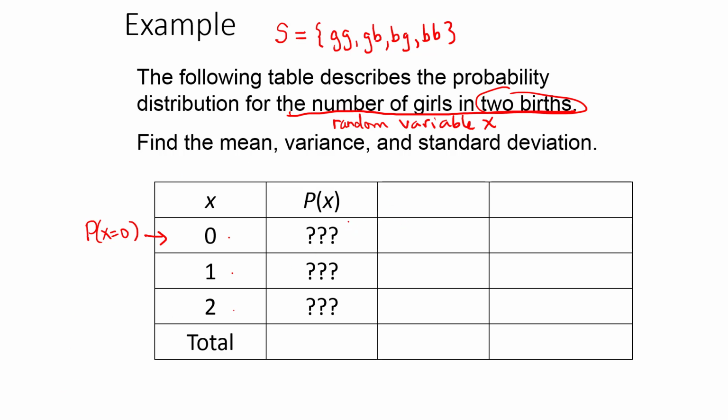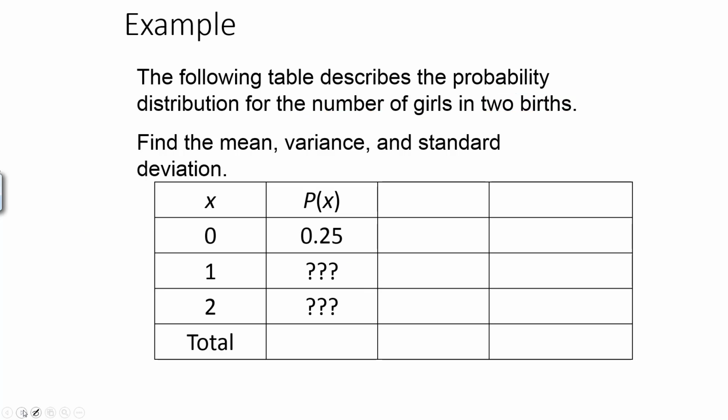How about the probability of 1 girl? 2 out of the 4, good. And the probability of 2 girls? 1 out of 4 again. Which equals 1. I wrote those as decimals just so that it's easier to work with. 1/4, 1/2, and 1/4.